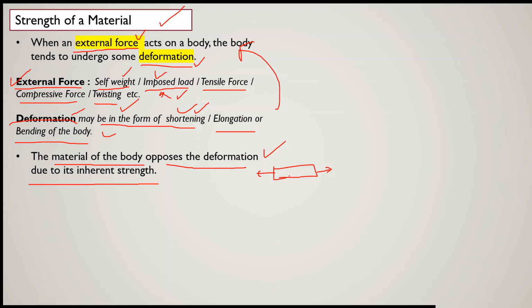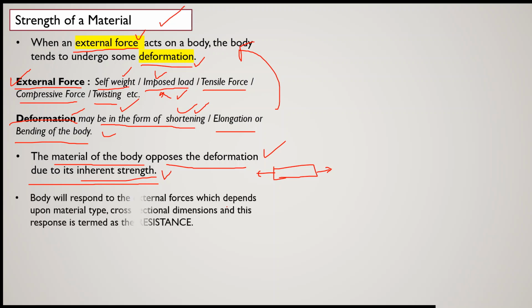Now what will happen if you apply some force? It does not mean that on the application of that force this member will elongate. No. If it is not elongating on applying the force, and you go on increasing the force, then maybe at some stage it can elongate. But before that, when it is not elongating, that means your member is responding to the applied force, it is resisting. And why is it resisting? Because of its inherent strength. The member has some internal strength, and it will try to oppose the external force.